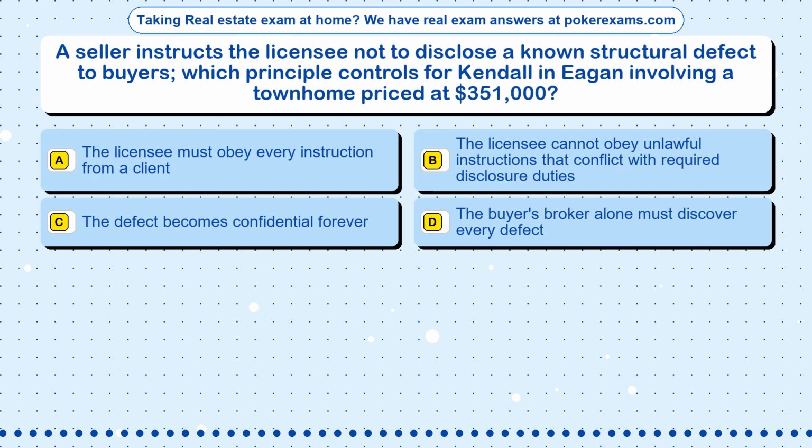Question 14. A seller instructs the licensee not to disclose a known structural defect to buyers. Which principle controls for Kendall and Egan involving a townhome priced at $351,000? Option A. The licensee must obey every instruction from a client. Option B. The licensee cannot obey unlawful instructions that conflict with required disclosure duties. Option C. The defect becomes confidential forever. Option D. The buyer's broker alone must discover every defect.